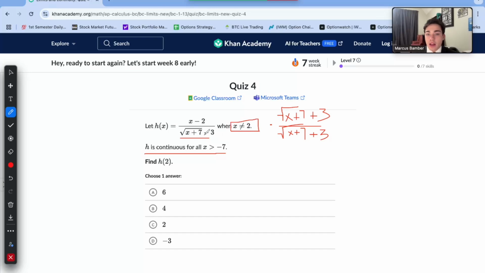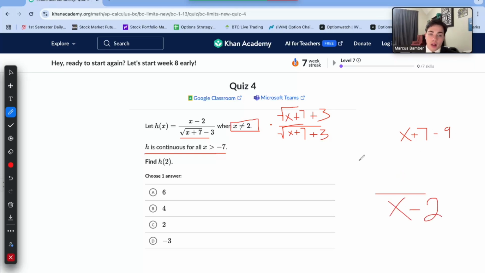So when we multiply out our denominator, we have difference of squares, so we can just square both a and b. All right, square root of x plus 7 squared is simply x plus 7. And then 3 squared is 9. So that means our denominator is now x plus 7 minus 9, which simplifies to x minus 2.